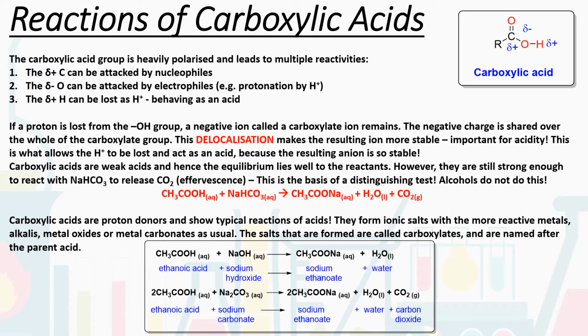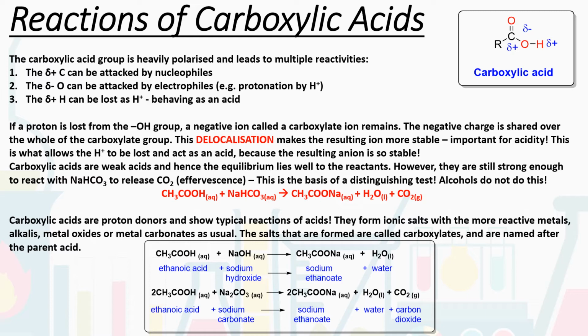And it leads to multiple reactivities. Like we saw with aldehydes and ketones, the delta positive carbon can be attacked by nucleophiles. The delta positive part of that is very electrophilic, electron deficient. So nucleophiles, electron pair donors, can attack that. The delta negative oxygen, the carbonyl oxygen, can be attacked by electrophiles. So this, for example, is where potentially we could protonate it, adding a proton to it, because that carbonyl oxygen is delta negative. It still has lone pairs, so that can act almost as a base in that case, reacting with an acid.